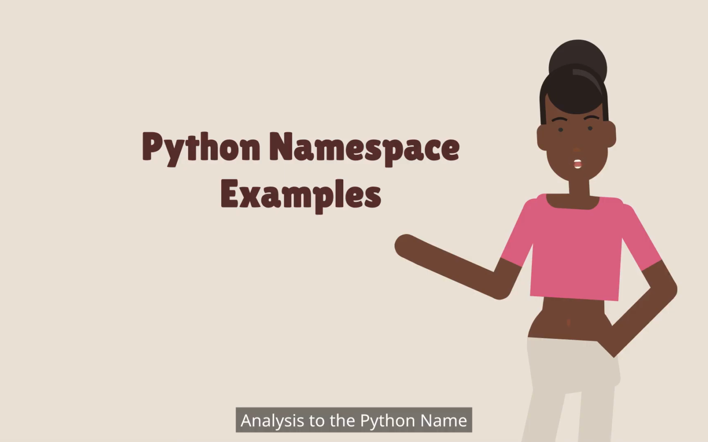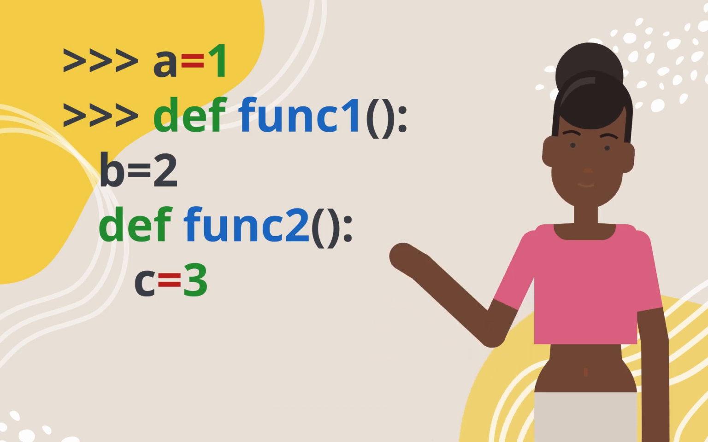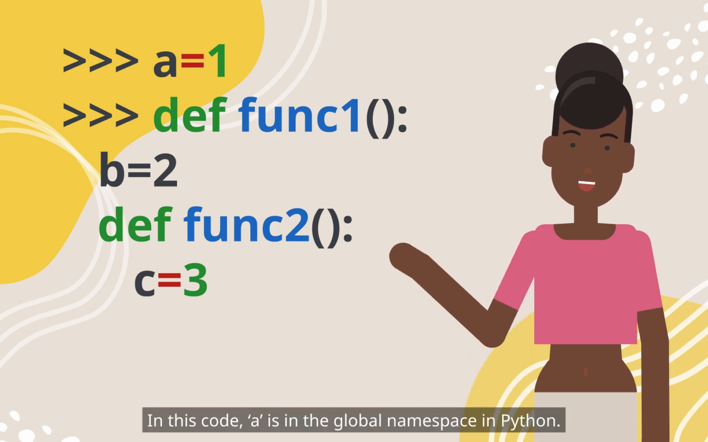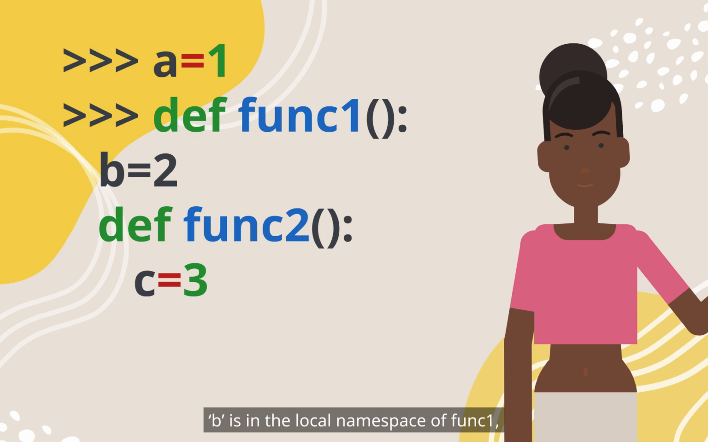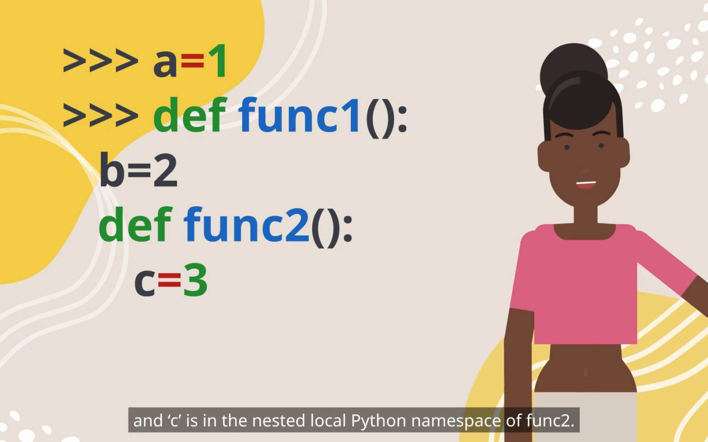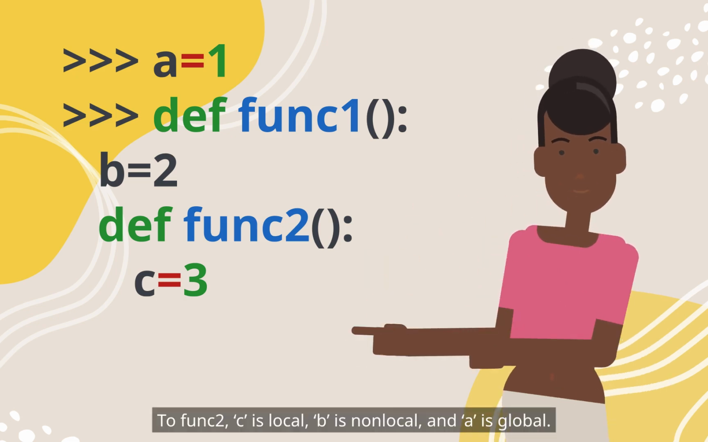Analysis of the Python name. Let's take an example. In this code, a is in the global namespace in Python. b is in the local namespace of func1. And c is in the nested local Python namespace of func2. To func2, c is local, b is non-local, and a is global. By non-local, we mean it isn't global, but isn't local either.